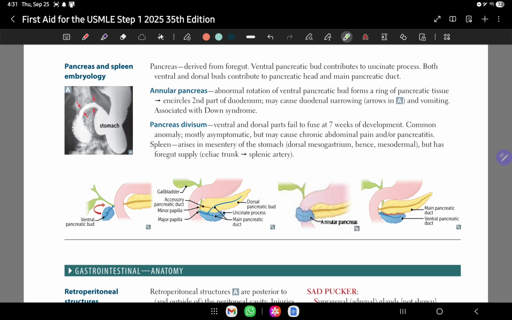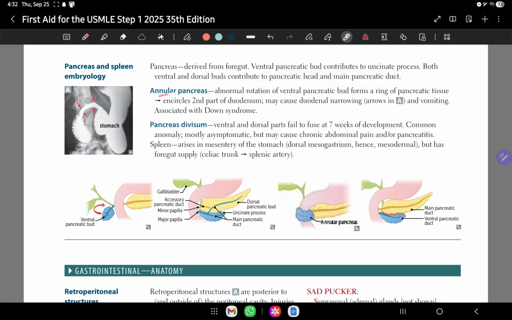And there are parts of the pancreas. The ventral pancreatic bud contributes to the uncinate process. The pancreas itself has parts. The first part is its head, then its body, then its uncinate process, then its tail. So the uncinate process is going to be formed from the ventral pancreatic bud. Both ventral and dorsal contribute to the pancreatic head and the main pancreatic duct. The main pancreatic duct is through which the enzymes are released from the pancreas into the duodenum. So the main pancreatic duct and the pancreatic head are both formed together by the ventral and the dorsal buds.